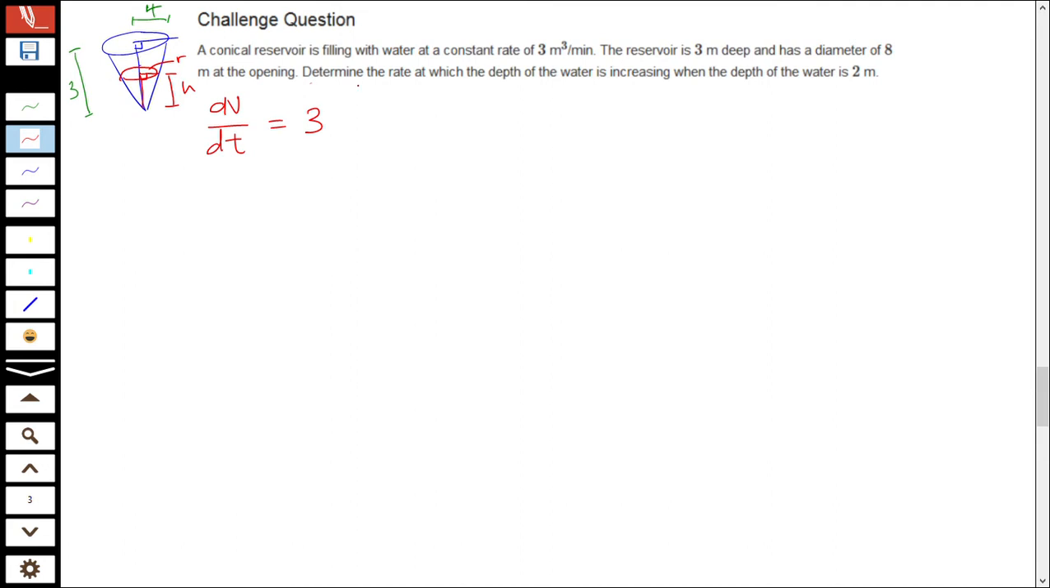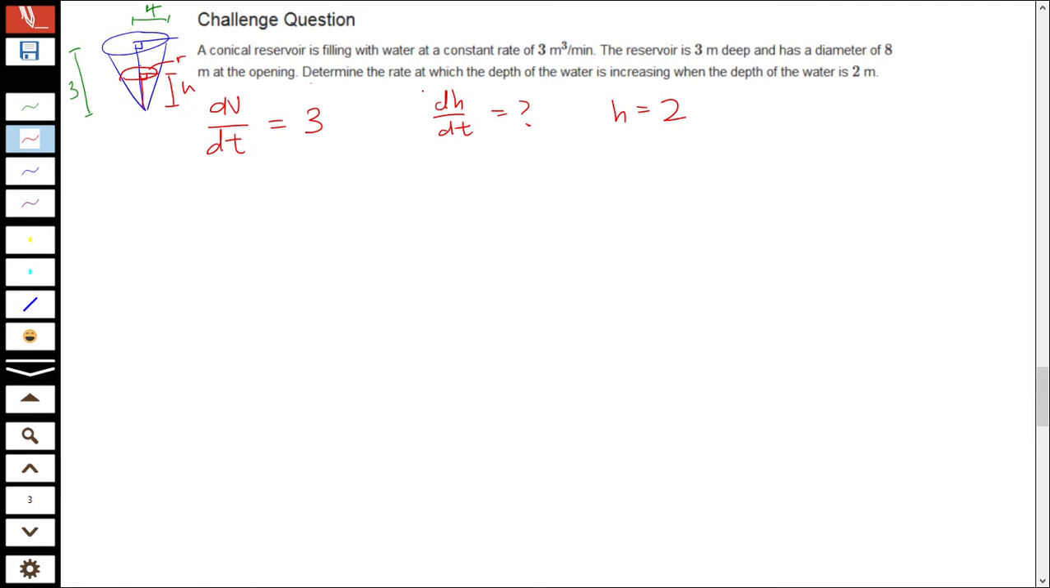And the question is asking, determine the rate at which the depth of the water is increasing. So we want to know, what is a change of h? Okay, what is the rate of h? So they're asking dh over dt. So that's what they're asking. When the depth of the water is 2. So not 3, when it's 2 meters high. So h is 2. When h is 2, what is going to be my rate at which the height is increasing?